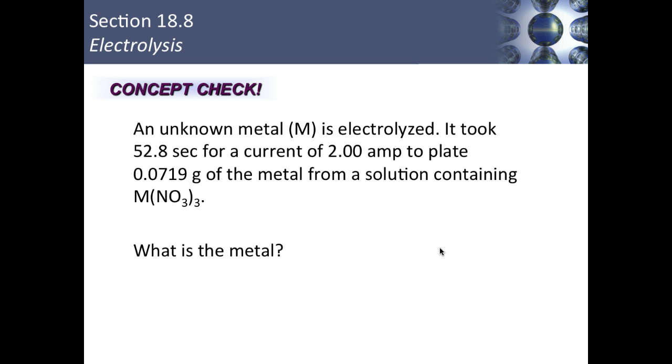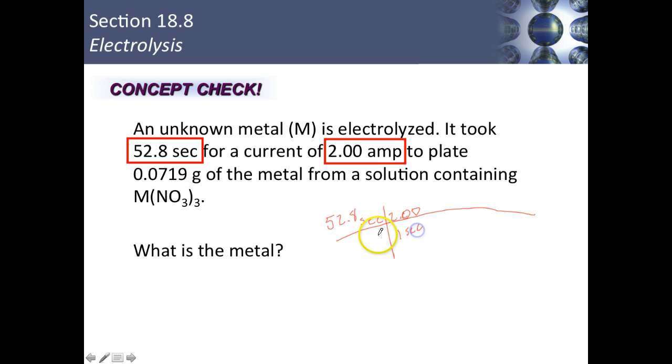So let's use some basic information. We have 52.8 seconds and 2 amps. If you remember talking about this before, we'll start off with our time, 52.8 seconds. Set up my table. I know some of you love this table so much. And we said that amps is really just coulombs per second. So that means 2 coulombs per 1 second. This allows me to cancel out my seconds here and to proceed.